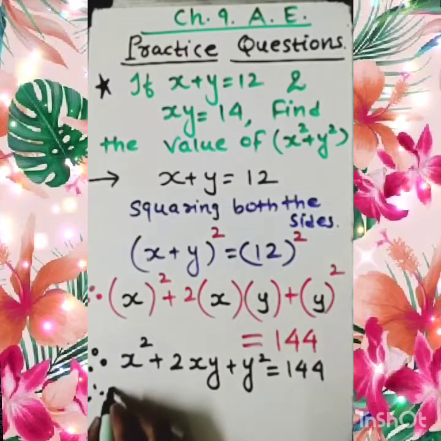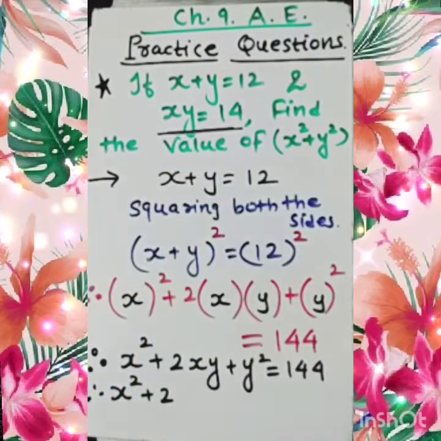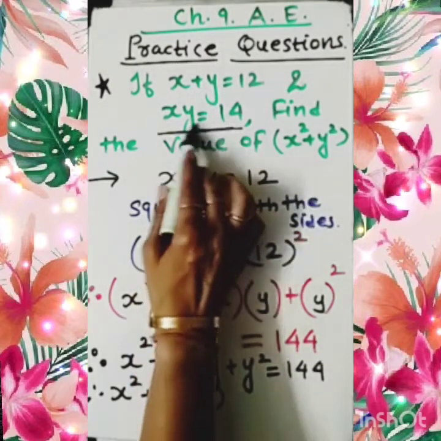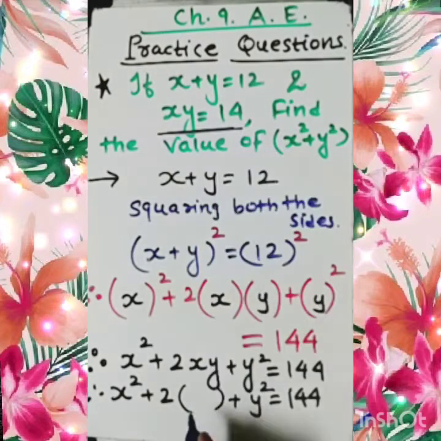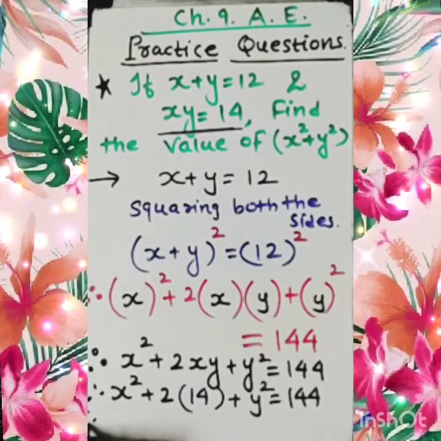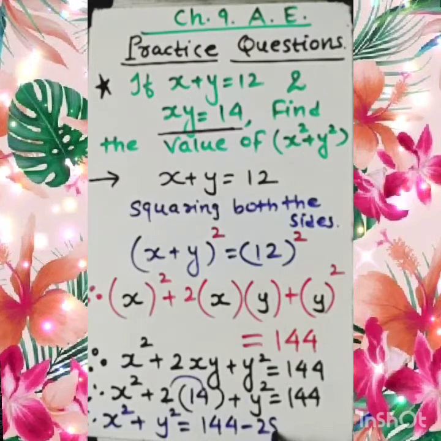Fine. But dear student, if you read the question, the value of xy is given here. What is the value of xy given already? In place of xy, we need to substitute this value. We are going to put xy equal to 14 here. So, dear student, x square plus 14 into 2, 28, plus y square. I am transposing this 28 to the right side, so it will be 144 minus 28.